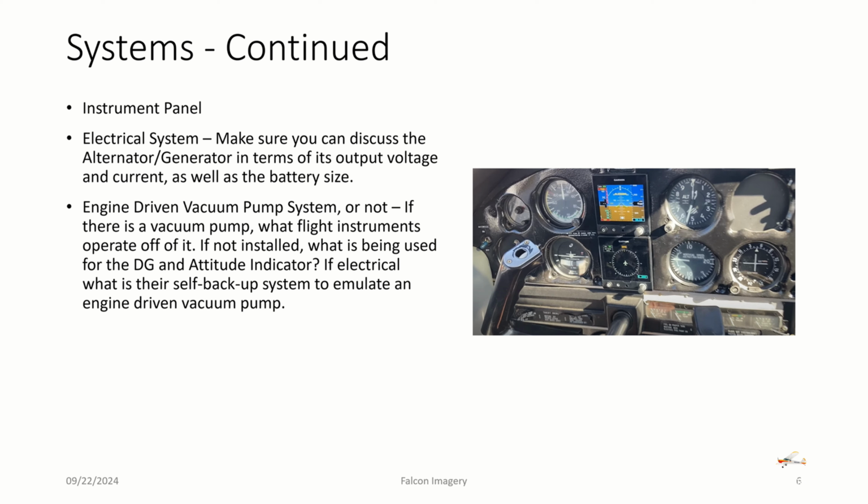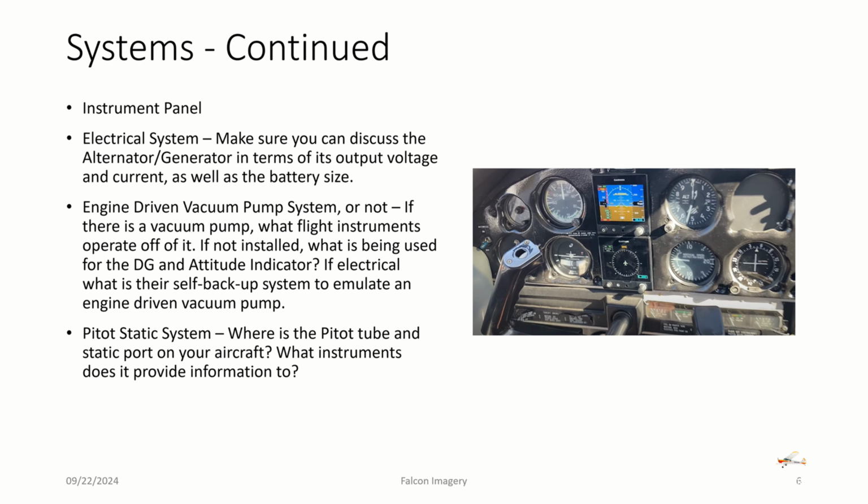For example, a backup battery system with those units themselves to basically emulate the original vacuum-driven pumps in the aircraft. So make sure if you're using Garmin G5s, you know what type of battery life they have on them in the event you lose the alternator and the battery in the aircraft.